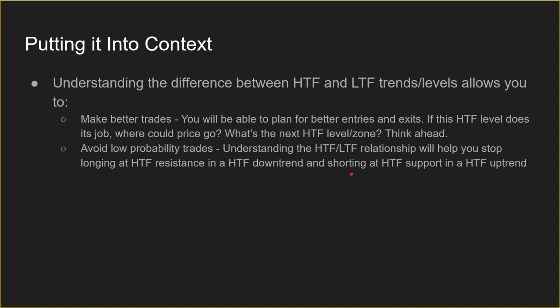We also want to avoid low probability trades. Understanding the high time frame or low time frame relationship will help you stop longing at high time frame resistance in a high time frame downtrend, and it'll help you stop shorting at high time frame support in a high time frame uptrend. I find that most people are not guilty of shorting high time frame support in an uptrend. Most people are guilty of longing or buying the dip at high time frame resistance in a high time frame downtrend, right?